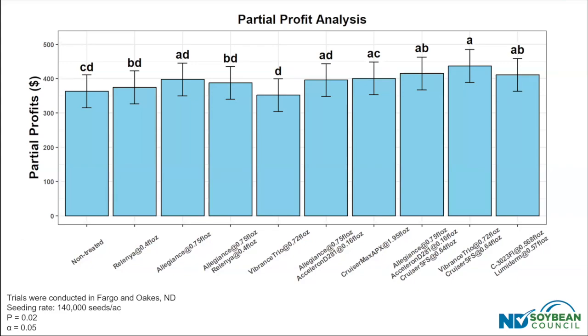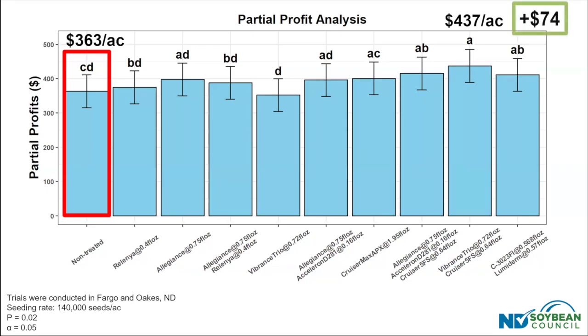Again, we're not talking about this as the pure profit. This is a partial profit, only considering the cost of the seed treatment. When looking at the non-treated, we had about $363 of partial profit per acre. And then the Vibrance Trio plus the Cruiser 5FS had about $437. This led to a whopping $74 advantage per acre because of the correct seed treatment in this particular case.